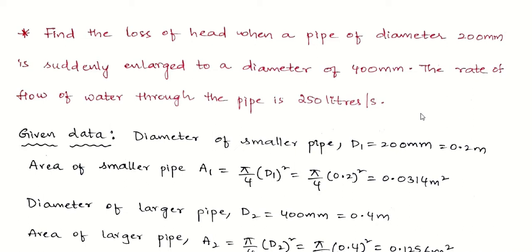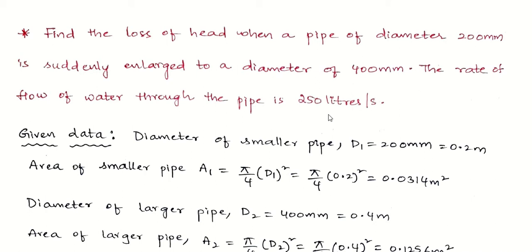So see the first question. Find the loss of head when a pipe of diameter 200 mm is suddenly enlarged to a diameter of 400 mm. The rate of flow of water through the pipe is 250 liter per second. So it's given that the pipe is getting suddenly enlarged. So this is the case of sudden enlargement. Initially the diameter of the pipe was 200 mm and later it got enlarged to 400 mm. So this falls under the case of sudden enlargement, which is a possible case of minor loss.